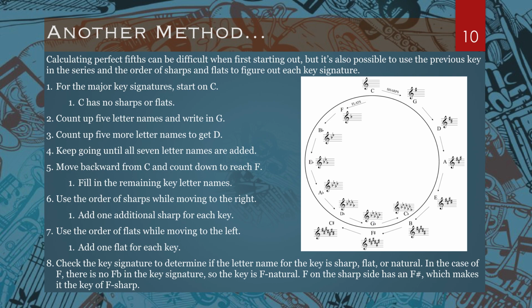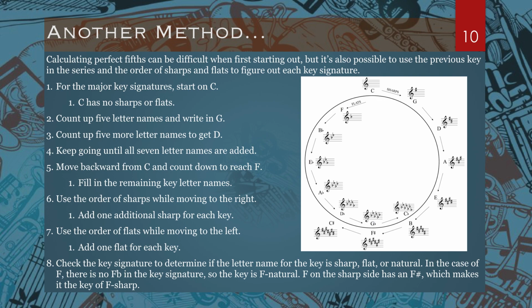With the flats, you just go the opposite direction. You count down 5 scale degrees, you write F, B, E, A, D, G, C. And then you just add in your flats, and you figure out which keys are flat and which ones are natural. In the case of F, it's a little bit weird because it's the only flat key that doesn't have a flat in the name. There's no F flat in the key signature.